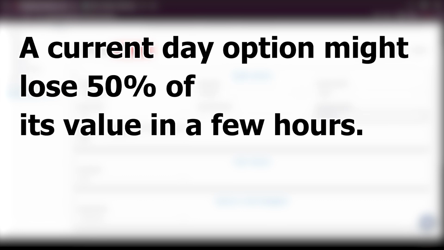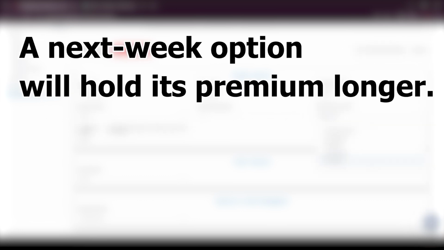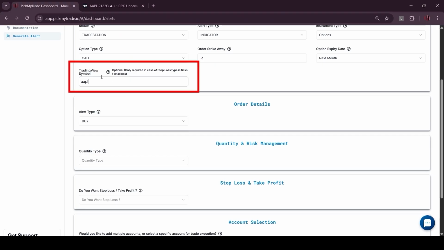And just remember, the closer the expiry, the faster the decay. A current day option might lose 50% of its value in a few hours. A next week option will hold its premium longer. Then we have this option of TradingView symbol, where you have to enter the symbol you are trading for.